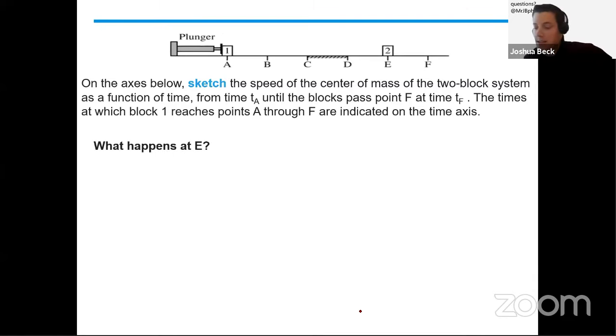Now what happens at E? E is where the problem gets interesting. And I've got to be honest, E is where most people started to lose points, right? Because what happens at E, you say, all right, great.